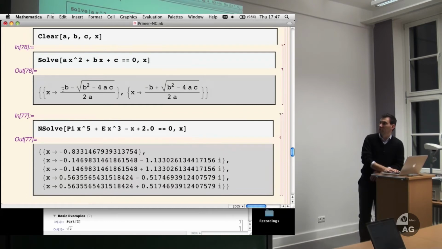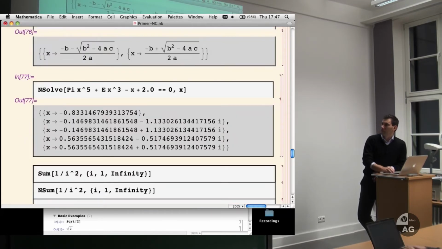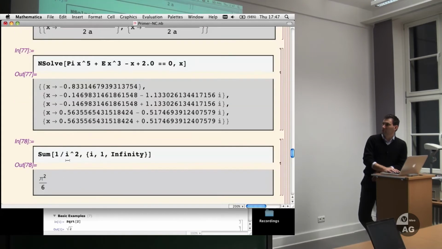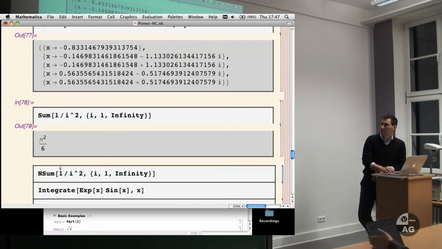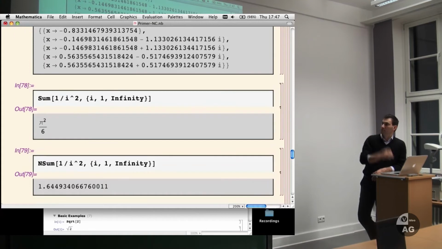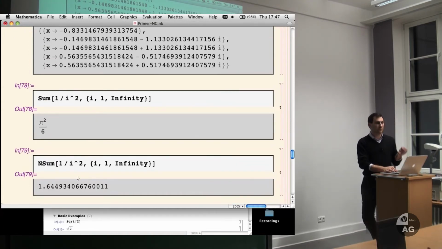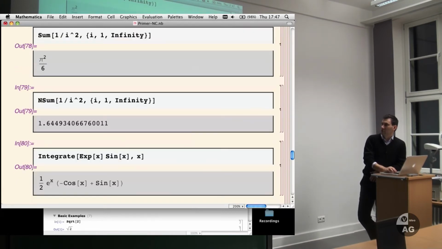So the solution of that is something exact. The solution to this is an approximation. Same, you can compute the sum of that thing, and you get the exact solution. You can compute NSum, which is the same as Sum, but now computed numerically. And the same story for Integrate.